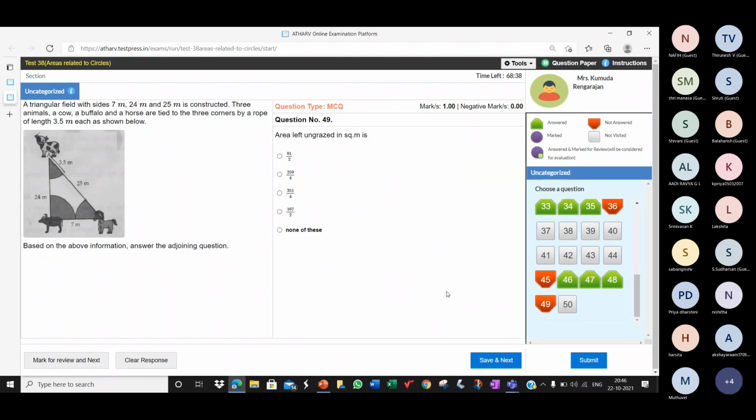We don't have to use Heron's formula. If it was not a right triangle, a scalene triangle, then you would have to use the formula root of s into s minus a, s minus b, s minus c, Heron's formula, to find its area. But here we can conveniently use half base into height, half into 24 into 7. 12 7s are 84. 84 minus 77 by 4, right? What's the answer? 259 by 4.